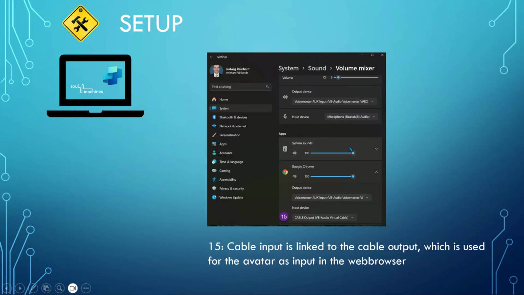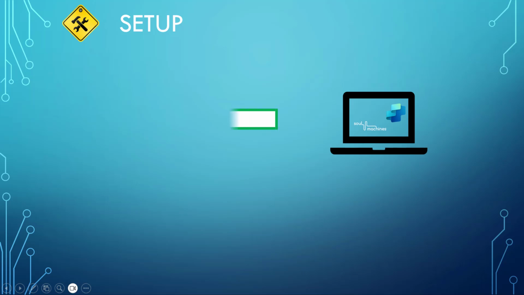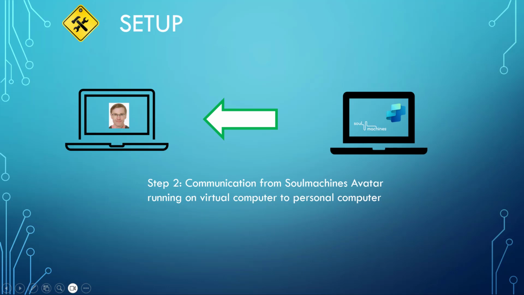That's why. But you see here, the input, so the sound goes from this cable output to this avatar, so to say. And then I can talk to this person, to this virtual person. Now, the other way around. Now, if I get an answer, if my avatar found an answer, I need to send it back.